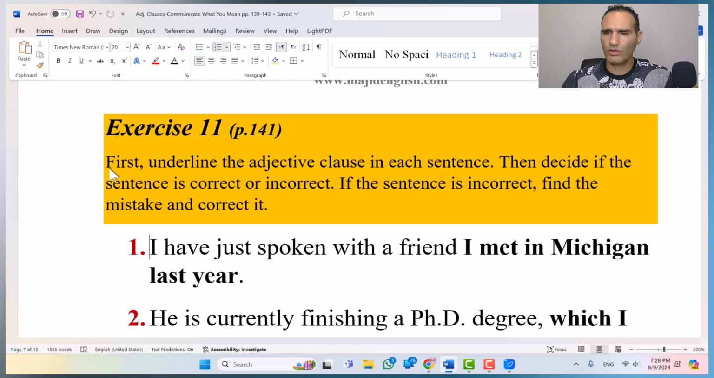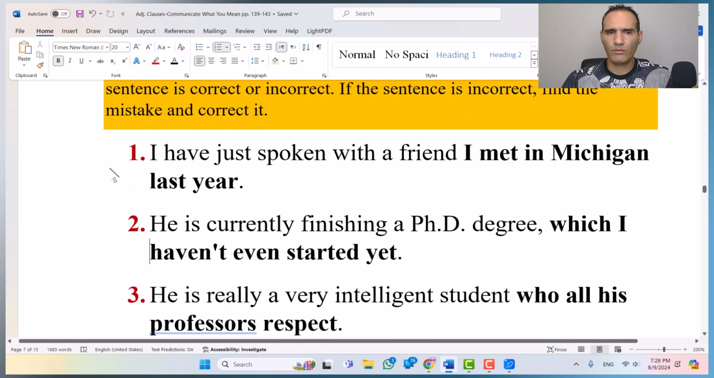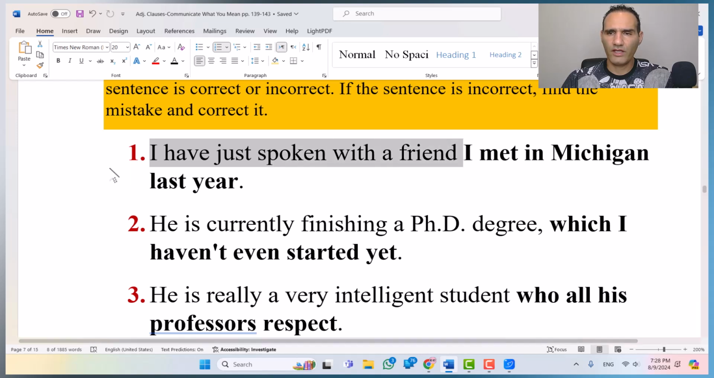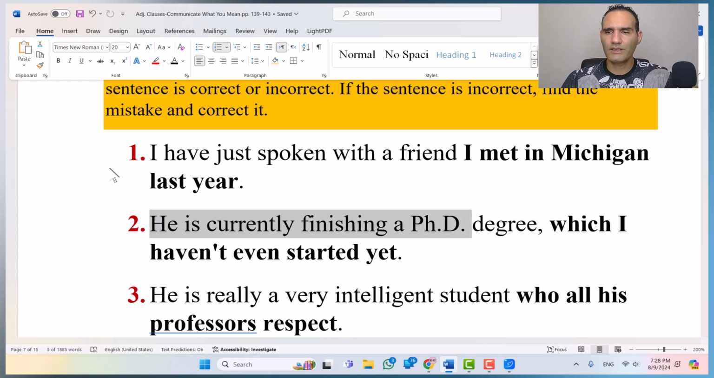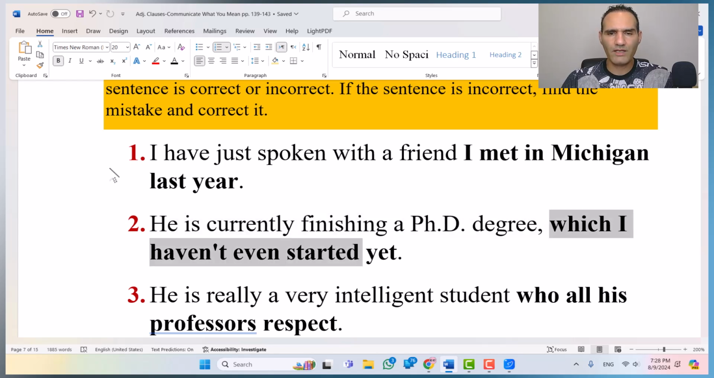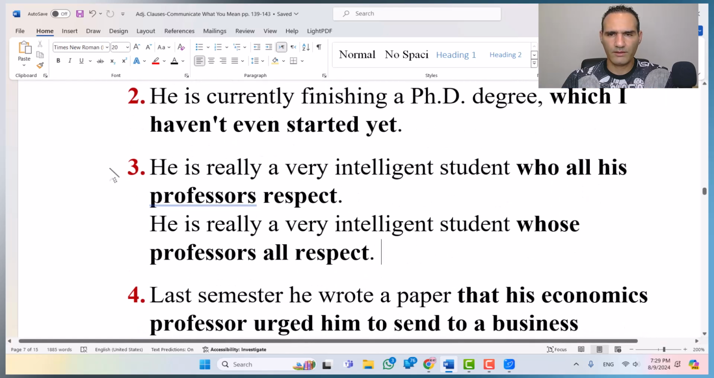For the incorrect one, please bring the correct version. Let's see. Number 1: I have just spoken with a friend I met in Michigan last year. The relative pronoun as object here is omitted and the sentence is correct. Number 2: He is currently finishing a PhD degree, which I haven't even started yet. This sentence is correct. I just added this comma here, but the sentence is already correct.